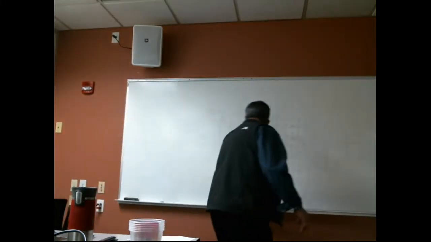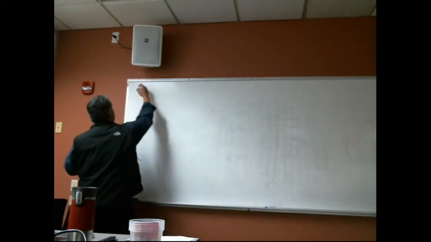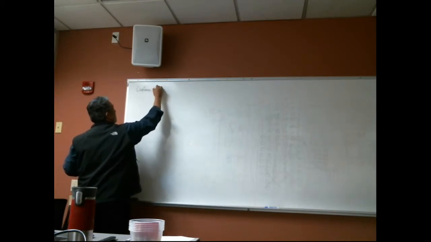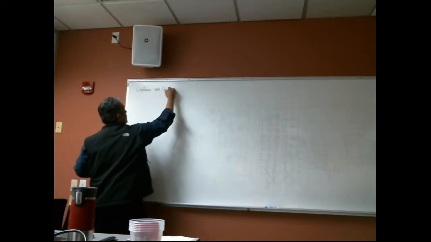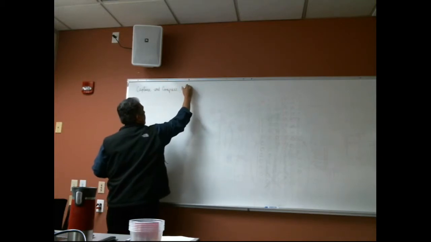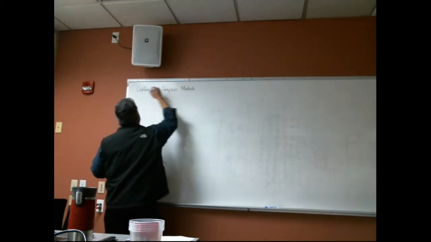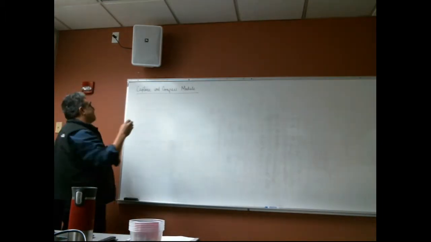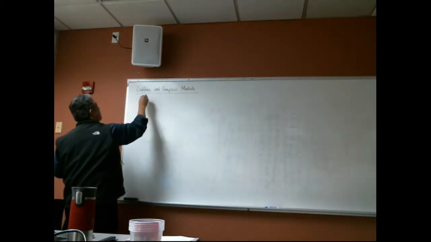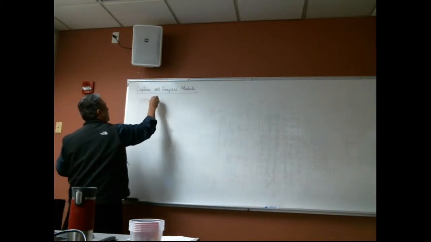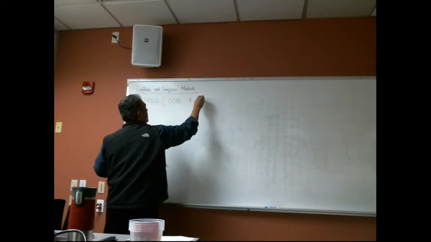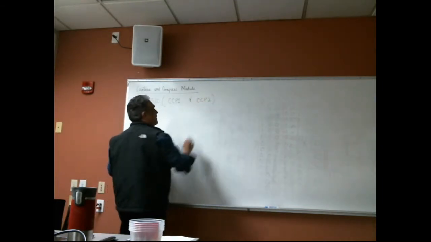Working with the capture and compare module again, and kind of like a little review. This capture and compare module in the 18F4520, you have two of them. And they're actually labeled CCP1 and CCP2, right?